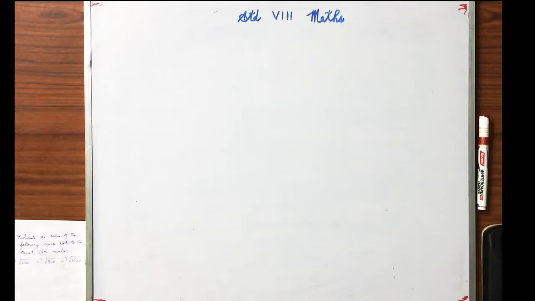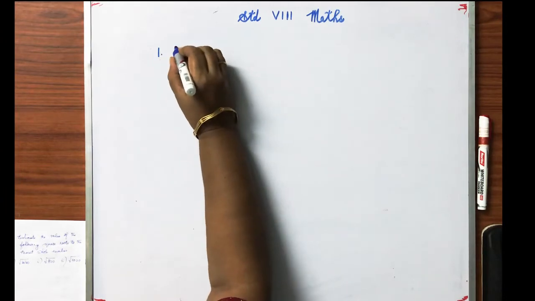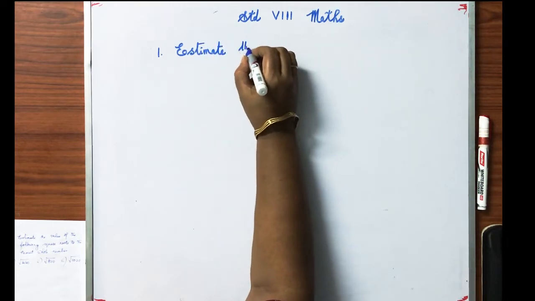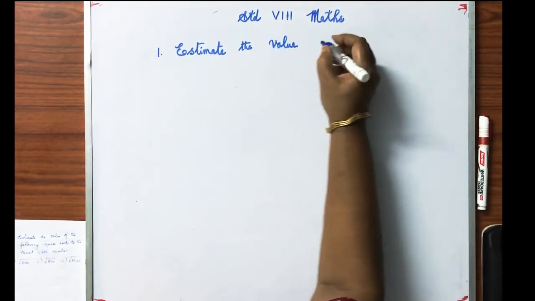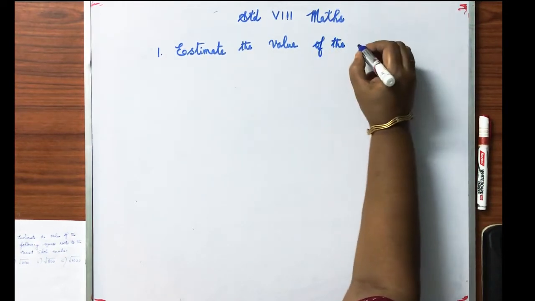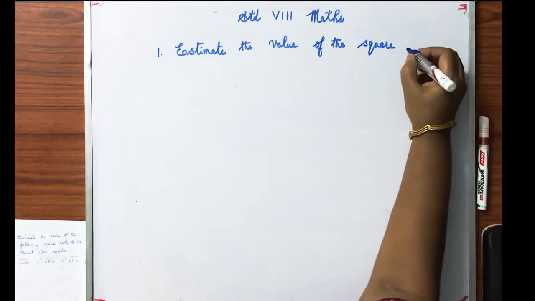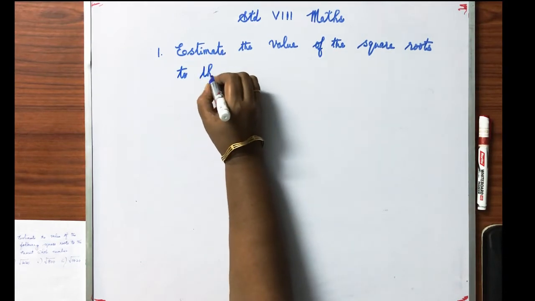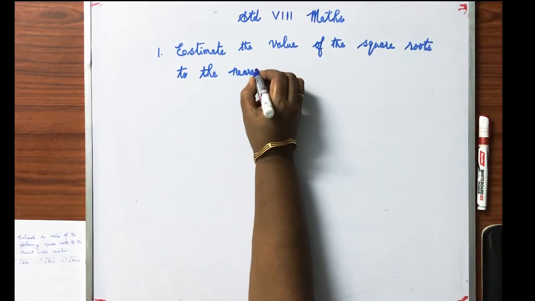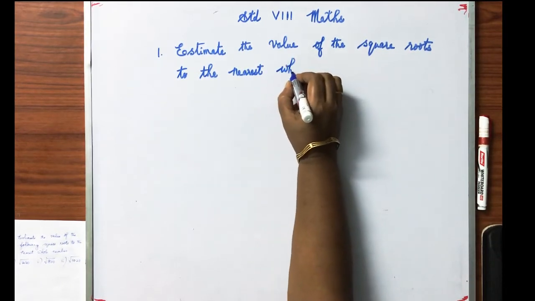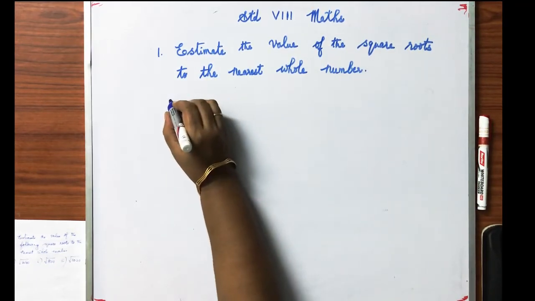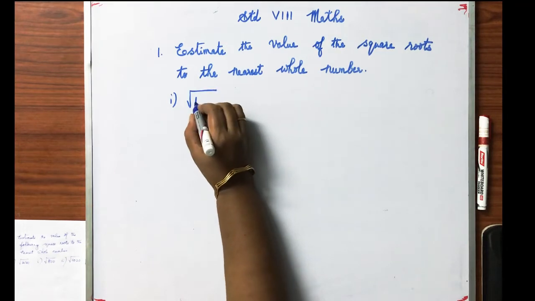Today I am going to teach some of the sums related to square root. So, the question is: estimate the value of the square roots to the nearest whole number. So, the first question is square root of 440.